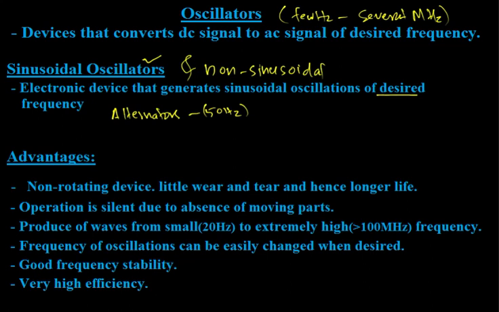Another advantage is that since the oscillator does not have any moving parts, the operation is silent, but an alternator has moving parts. So when comparing alternators with oscillators, the operation of the oscillator is silent. And I told you already that oscillators produce waves from very low frequencies, from around 20 hertz, to extremely high frequencies, greater than 100 megahertz.